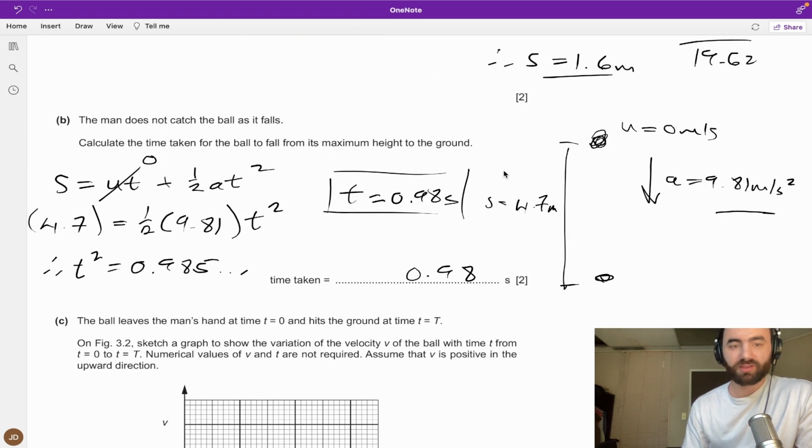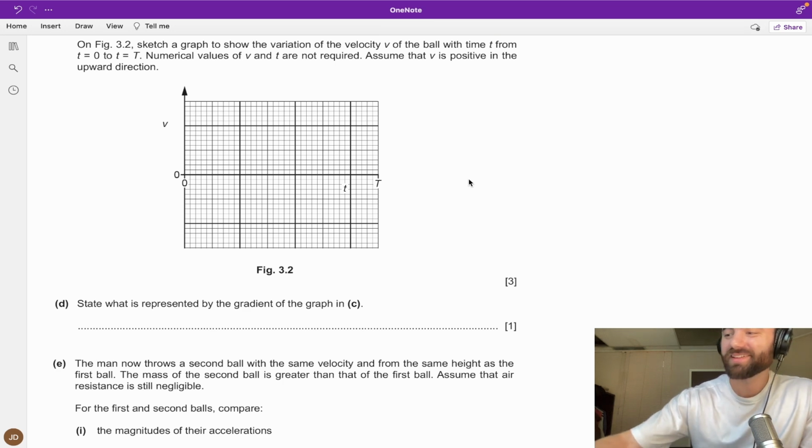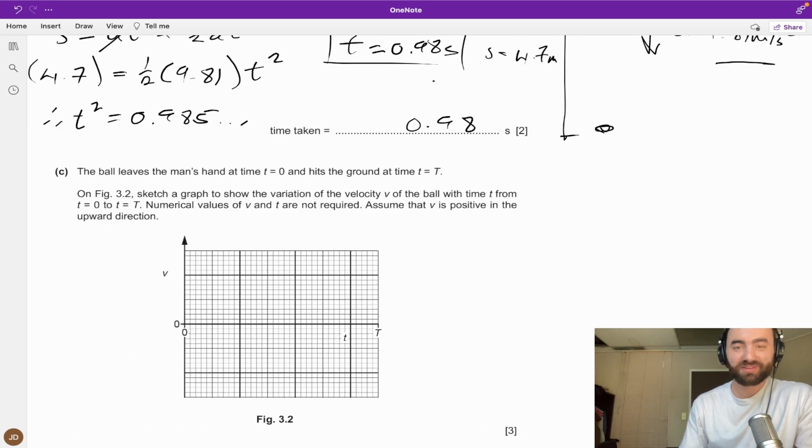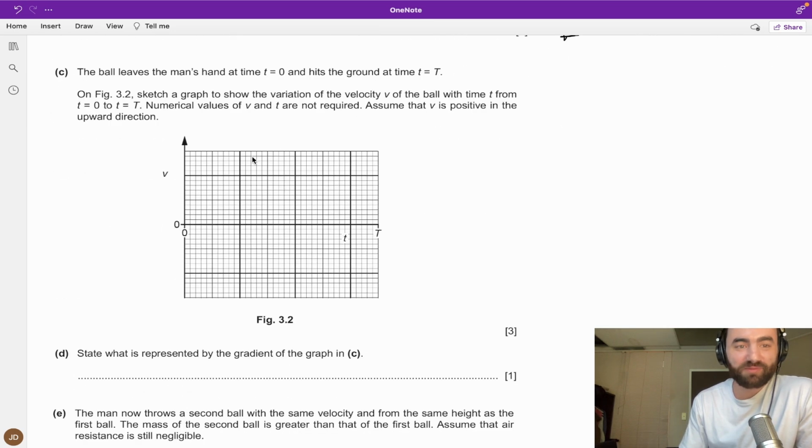It really frustrates me that they don't give you enough space. I mean, what are we doing here? You're trying to save on space? Just give them more space. Give the students some working out space, man.